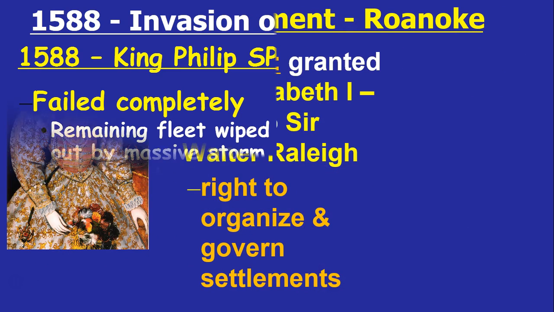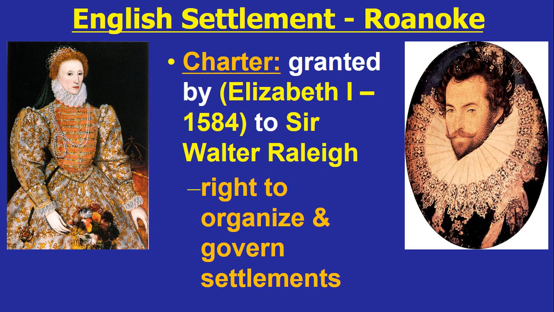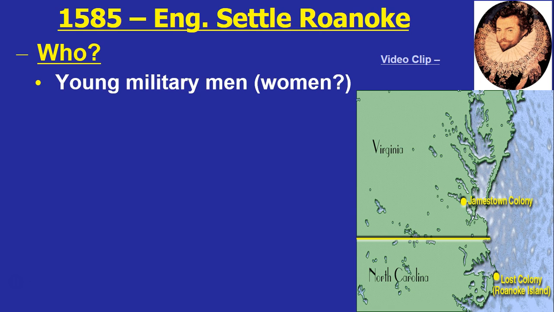1588 is a key factor here in English colonization. So this is a major victory for the English and Queen Elizabeth, and she gives the rights to a charter, a legal document, to a guy by the name of Sir Walter Raleigh to go establish and organize settlements for England in the New World. 1584.